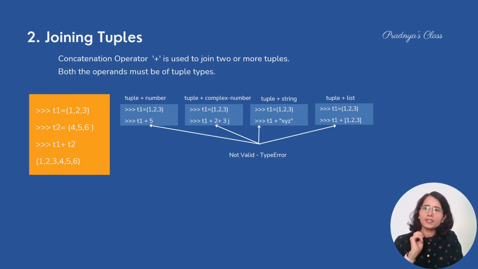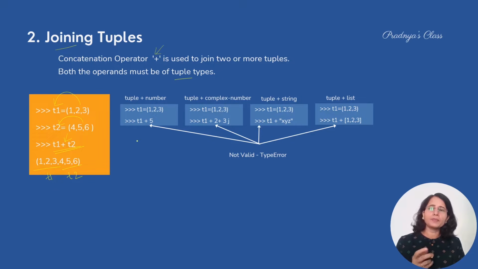The second operation is joining the tuple. We can use the concatenation operator to join two or more tuples, but both should be of tuple type. So here we have created one tuple T1, the other tuple is T2, and we join both the tuples using the concatenation operator. So these are the elements of the tuple T1 followed by the elements of the tuple T2. When we are joining tuples, both operands should be of tuple type. We cannot join a number with a tuple, a complex number with a tuple, and we cannot even join a string with a tuple or a list with a tuple. If we try to join these, we will get the exception TypeError.